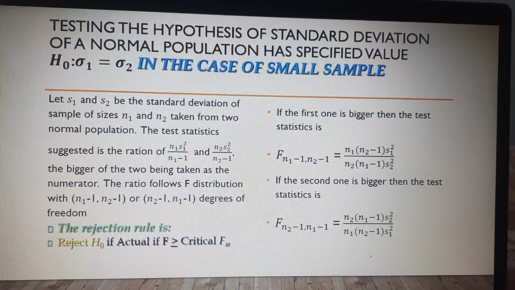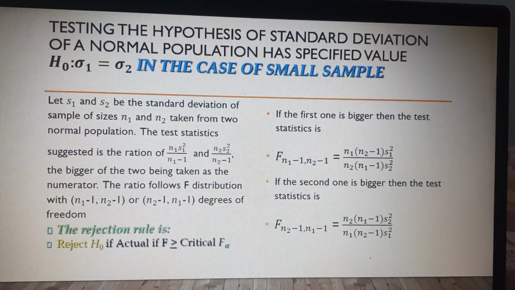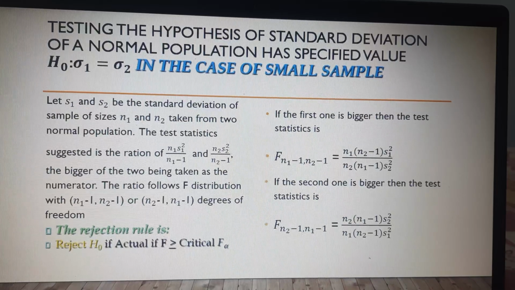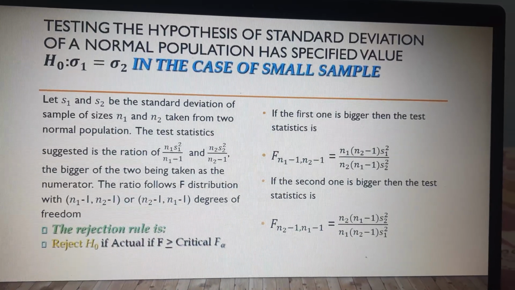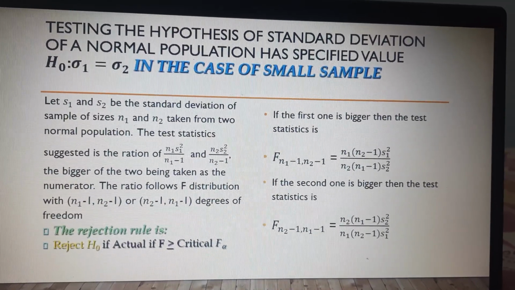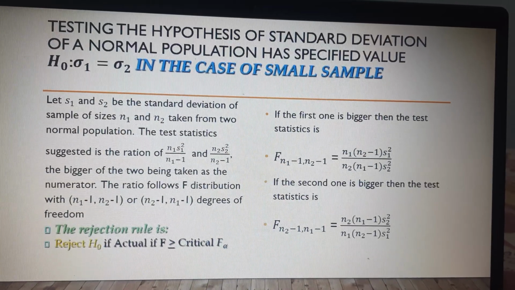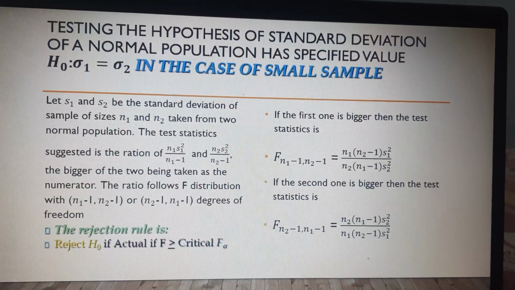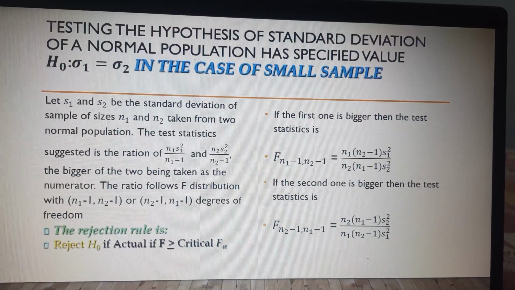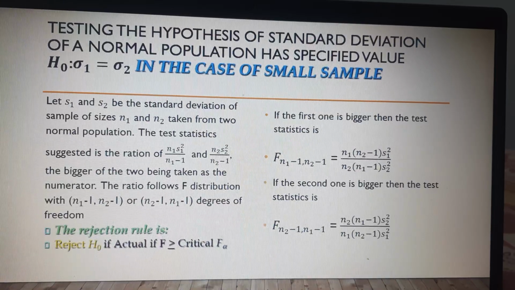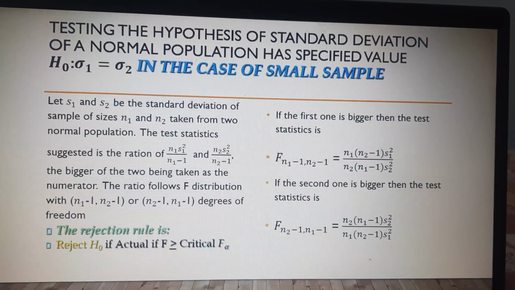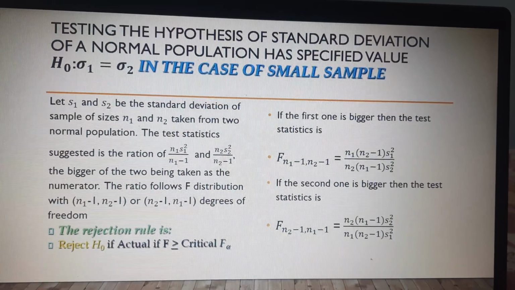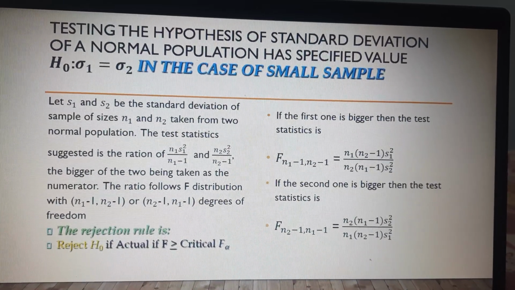And the second one is F(n2 minus 1, n1 minus 1) equal to n2 (n1 minus 1) S2 squared divided by n1 (n2 minus 1) S1 squared, which has an F distribution with n2 minus 1, n1 minus 1 degrees of freedom. So the rejection rule is: reject H naught if actual value of F is greater than the tabled value of F alpha.